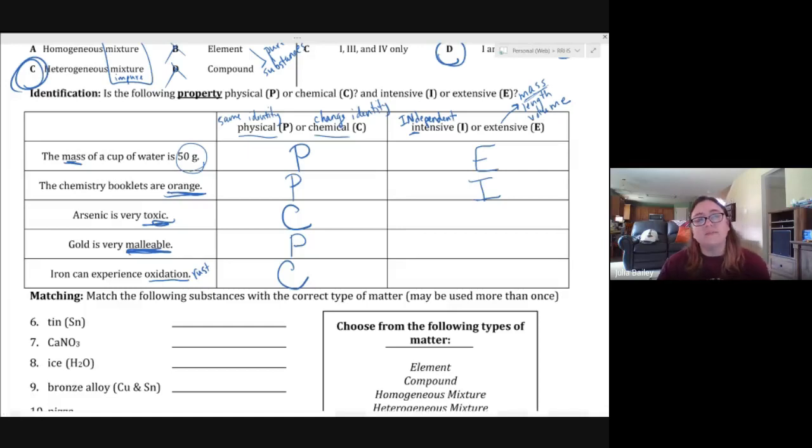Arsenic is very toxic. It doesn't matter if you have a little bit of arsenic given to an organism or if the organism takes a whole bunch of arsenic, it's still going to poison the organism.